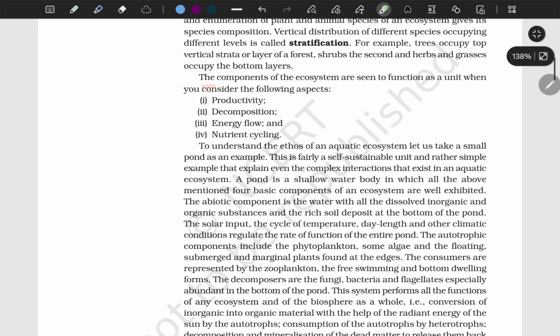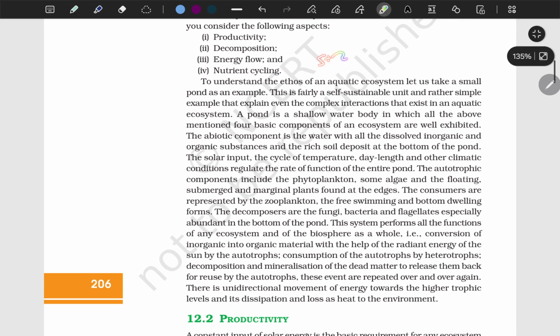The components of the ecosystem are seen to function as a unit when you consider the following aspects: productivity, decomposition, energy flow, and nutrient cycling. So we may be asked which aspects let the components of the ecosystem function as a unit. It will be productivity, decomposition, energy flow, and nutrient cycling. The stratification does not count in it. You may be getting the option of stratification.